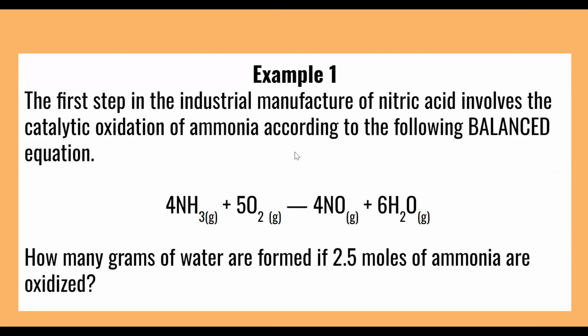First of all, we have to understand the question. How do we know this is a stoichiometry problem? We know that because in a stoichiometry problem, there has to be a balanced equation, and we have to be calculating the quantity of either a reactant or a product. So you must understand the question before you try to solve it. So let's look at this example.